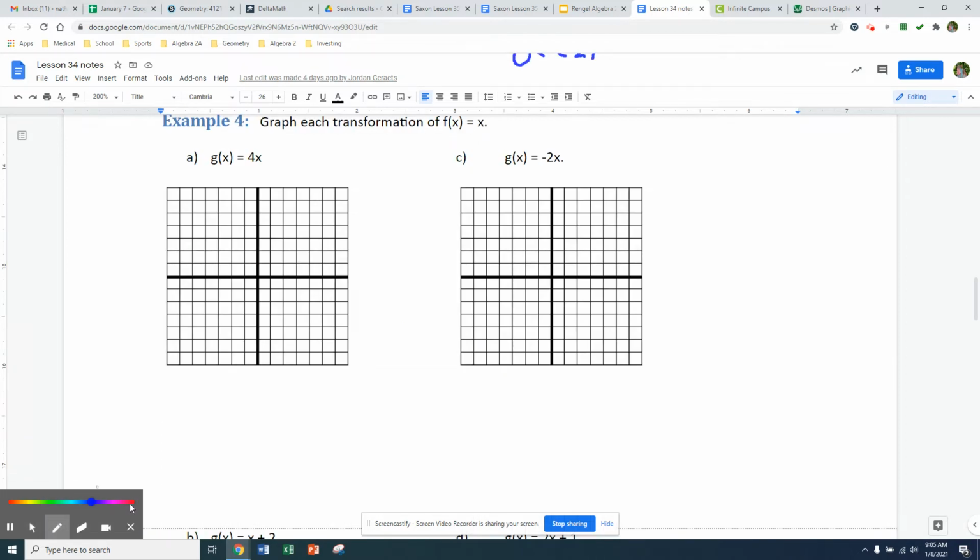When we're graphing a transformation, we're going to look at what numbers are part of my function. Here we have g of x is 4x. This 4 is a value where c is multiplying the x and it's greater than 1. So we're going to start to see a stretch in this case.